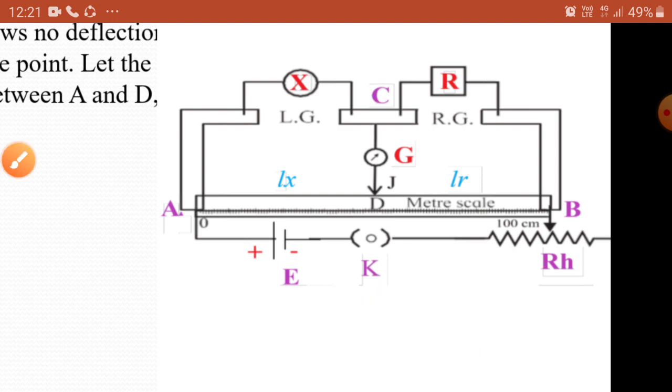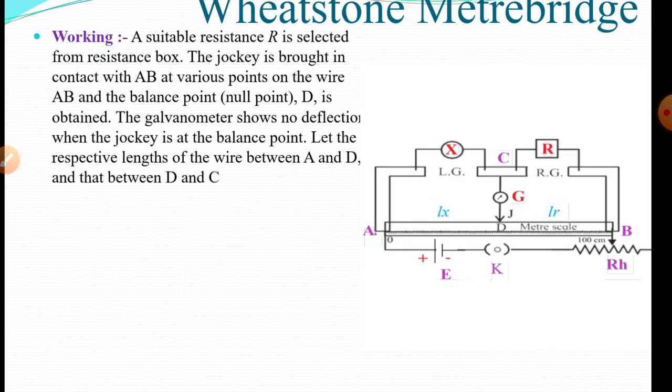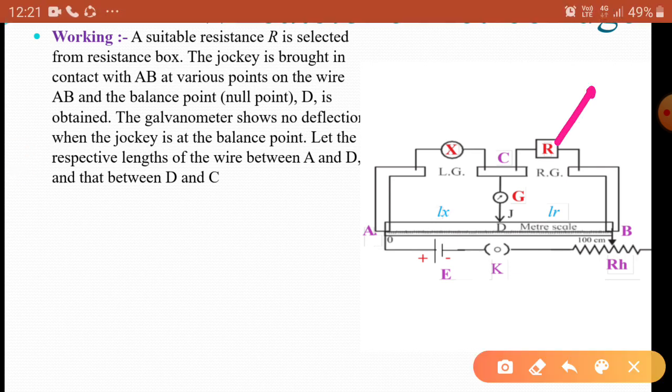Now we have to see the working of this Wheatstone's meter bridge. A suitable resistance R is selected, or taken out from the resistance box. See here, this is the resistance box. From this resistance box we take out the resistance of a particular, suitable value, and a steady current is sent through the circuit by touching the jockey on the wire at different points.